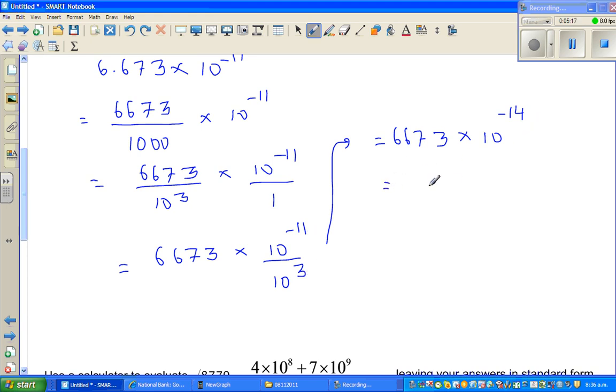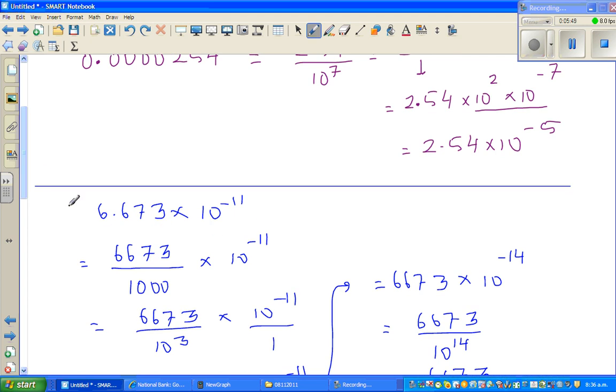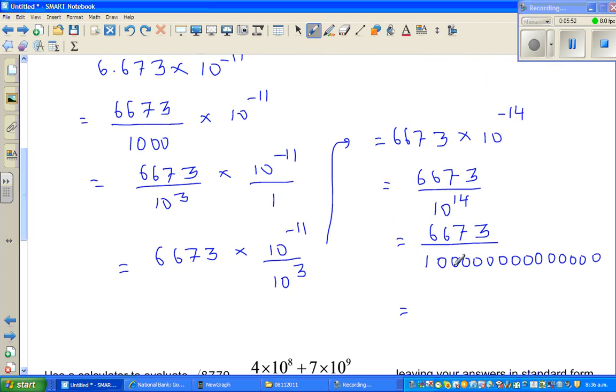Now this means 6673 over 10 to the power 14, which means I have to write 14 zeros. So let me write the 14 zeros: 1, 2, 3, 4, 5, 6, 7, 8, 9, 10, 11, 12, 13, 14. If you want to write this in ordinary form, you can see why we write in scientific form, because this is weird. You have to write 14 zeros. And if you want to change this into ordinary form, you have 0.6673.